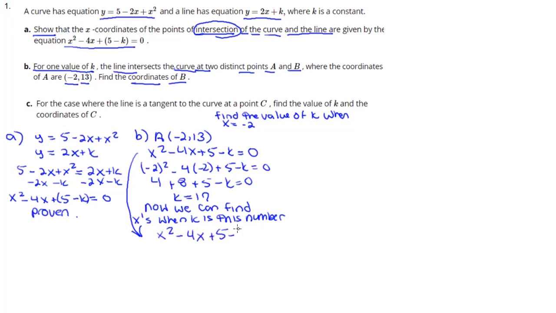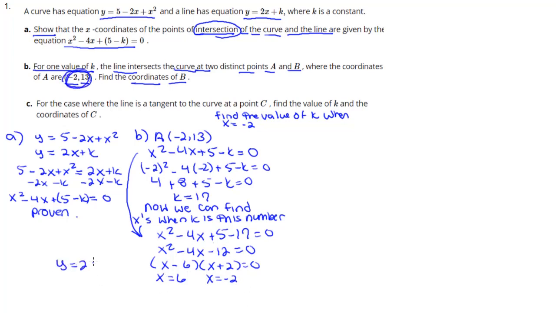All right, fantastic. So this is what I got. When I put that in there, I end up with x squared minus 4x minus 12, and that factors, and I get two x's. One's a 6 and one's a negative 2. Well, I expected to get a negative 2. All I have to do now is find out what happens when I put in the 6. When I put in negative 2, I get 13, as expected. And when I put in the 6, I get a 29. So the point that I didn't know is 6, 29.